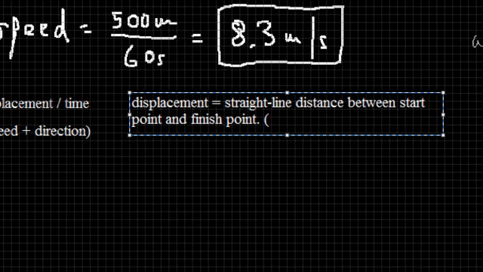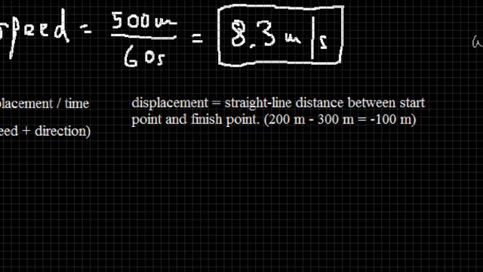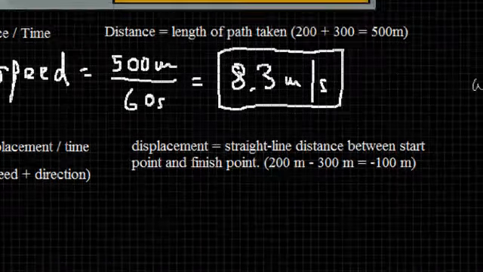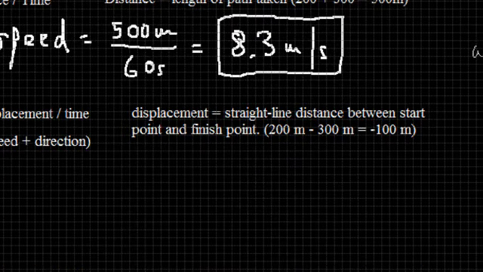She started at the, well, the best way to do this would be, you can go 200 meters minus 300 meters equals negative 100 meters. So that's for the case of this problem. So remember, if you come up here, she went 200 meters east and then 300 meters west.